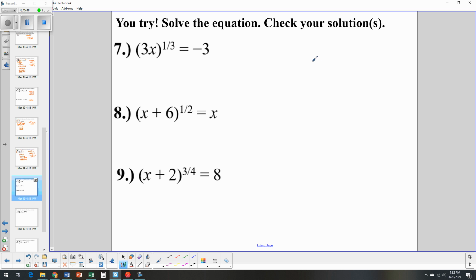All right, so for 7, we should get x equals negative 9. For 8, we should get x equals 3. And for 9, we should get x equals 14.